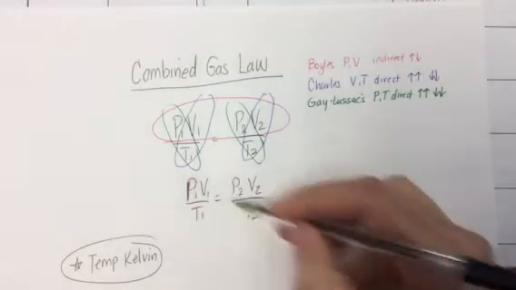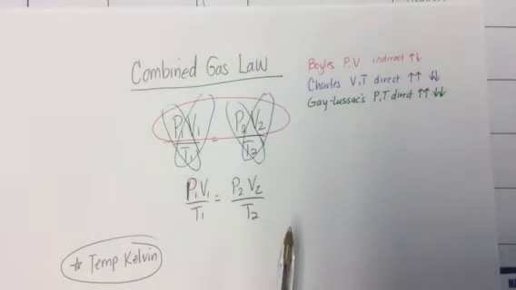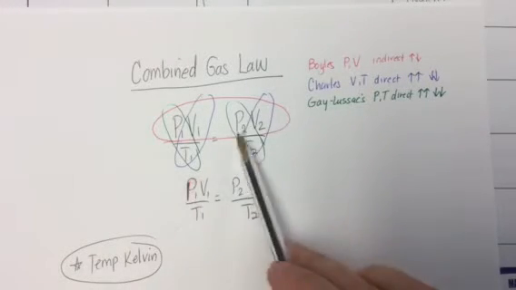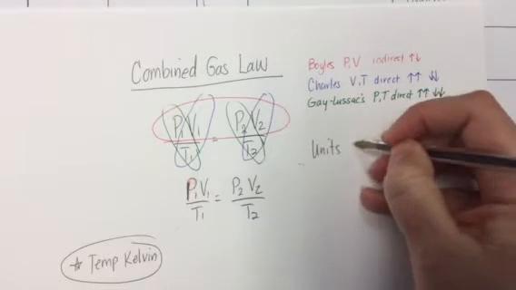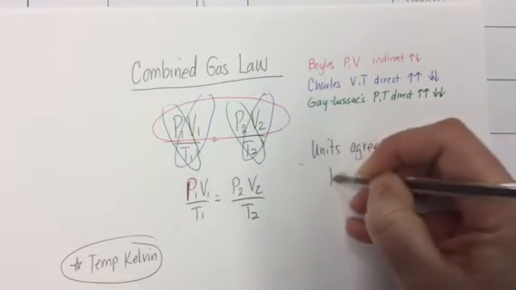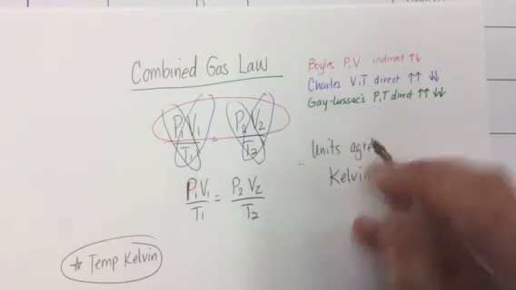Keep in mind, you're cross multiplying and dividing by the variable that you don't know if you're doing any of these equations. Make sure your units agree, and make sure you're using Kelvin. Save yourself a whole bunch of headaches.